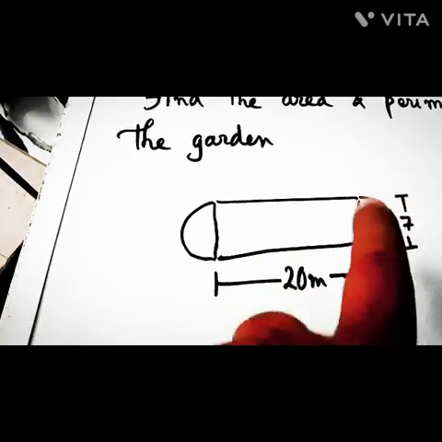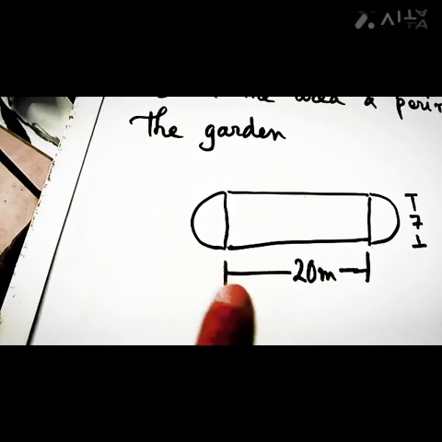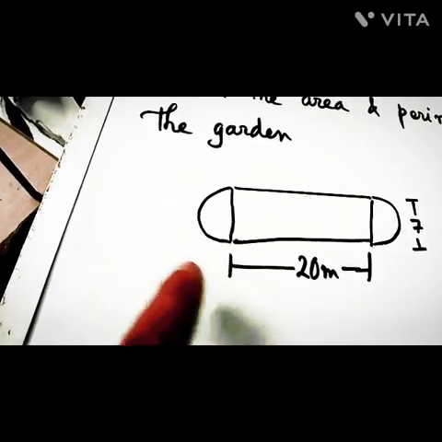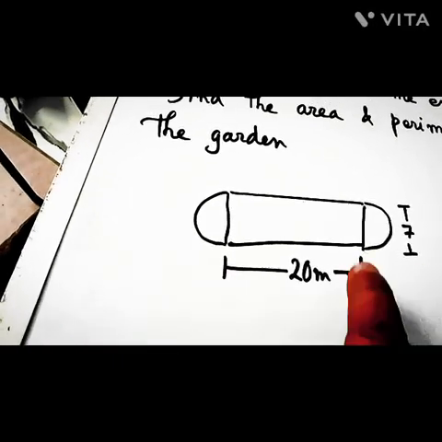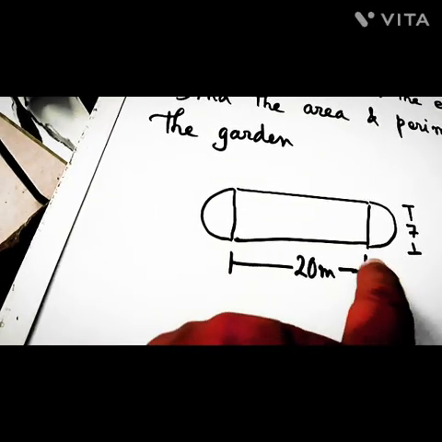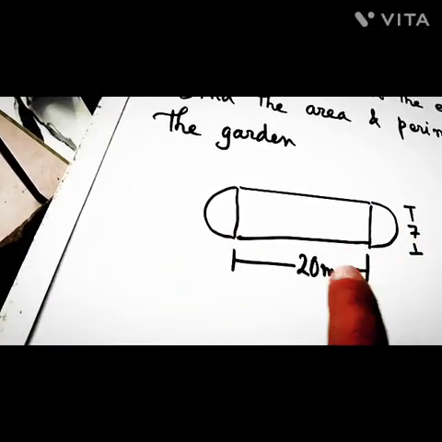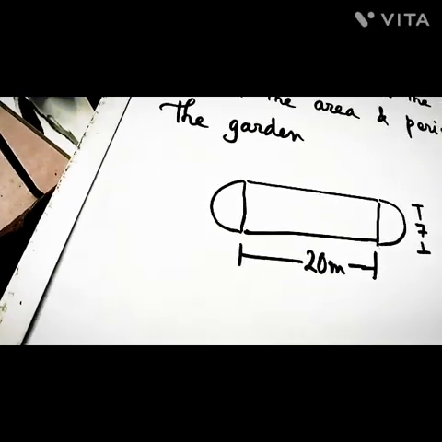What does this 7 meter signify? This is a diameter. The length of the total garden will be 20, and we have to add this portion and this portion. So what are these portions? This will be the radius. This will be the radius. What is diameter and radius? 2 radius is 1 diameter. So 7 divided by 2.